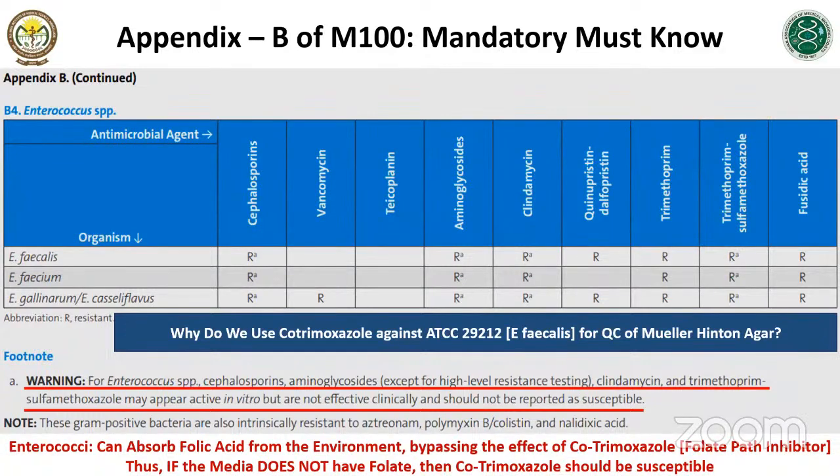But if it does not contain folic acid, does not contain thymidine residues, in that case, it will show susceptibility. So that means your media, like MHA, has to contain low level or zero level of thymidine and zero level of folic acid, and that's why we test cotrimoxazole with ATCC 29212 in case of Enterococcus.